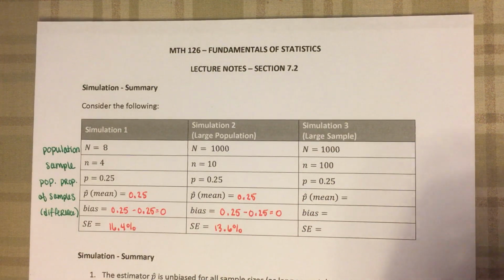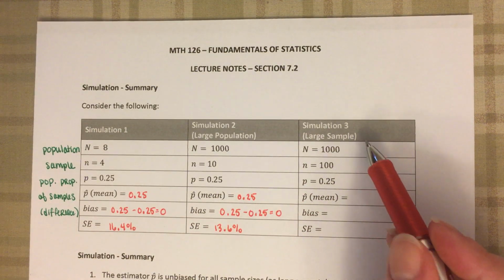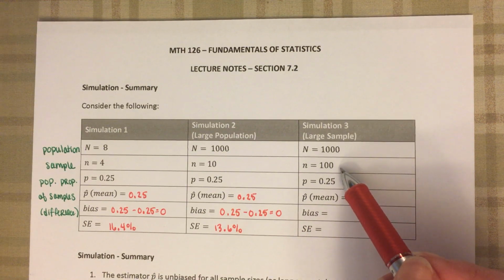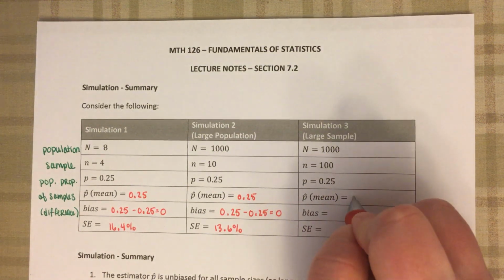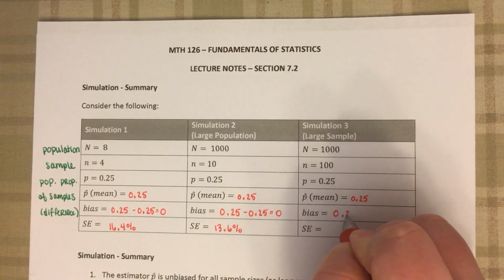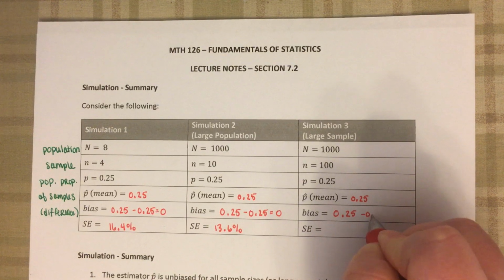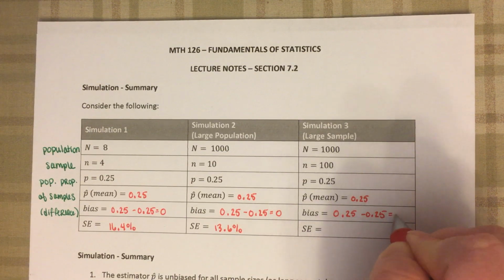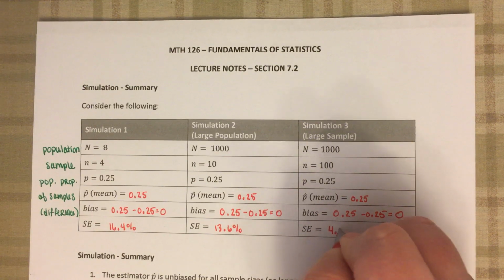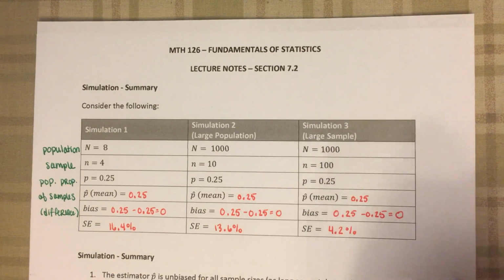Right, in our last simulation, here we had a large sample. So our population size was still 1,000. This time we took samples of 100 instead. Our population proportion and our mean were still 0.25. So that means that this one was also unbiased because our difference is 0. But this one, we said that our standard error dropped a lot, to 4.2%.